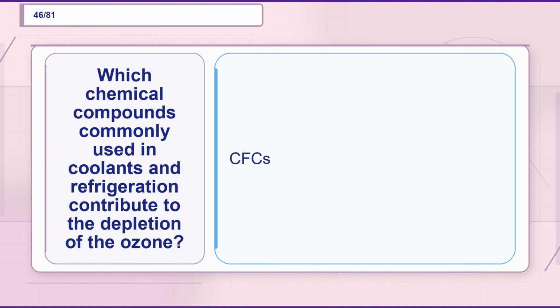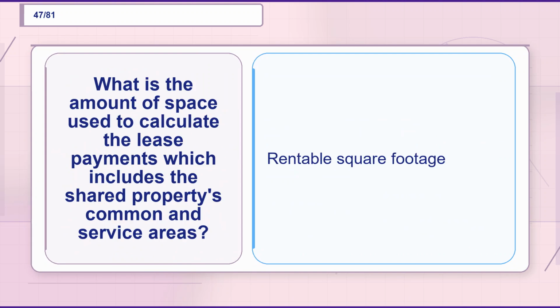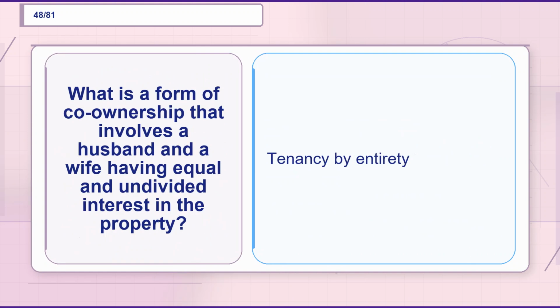Flashcard 46. Term: Which chemical compounds commonly used in coolants and refrigeration contribute to the depletion of the ozone? Definition: CFCs. Flashcard 47. Term: What is the amount of space used to calculate the lease payments, which includes the shared property's common and service areas? Definition: rentable square footage. Flashcard 48.